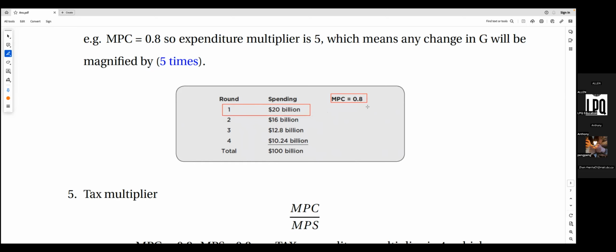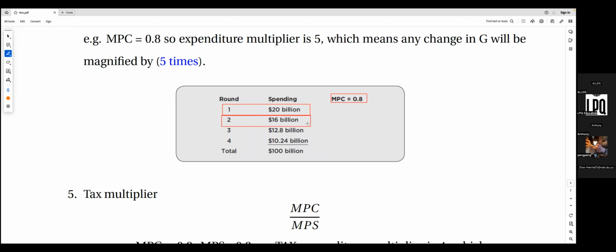And the next step, assuming MPC equals 0.8, that means those people who made $20 billion will spend 80% of it for consuming, for purchasing whatever they want. So in the second round, like in step two, those people who made $20 billion will spend $16 billion. And then let's repeat the process one more time.